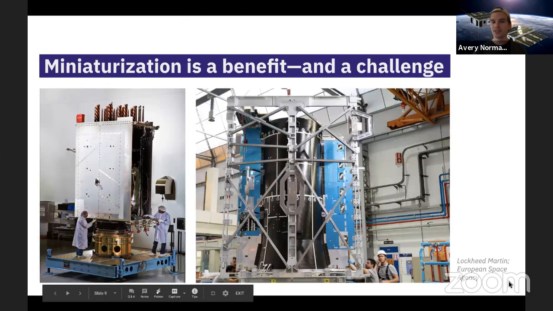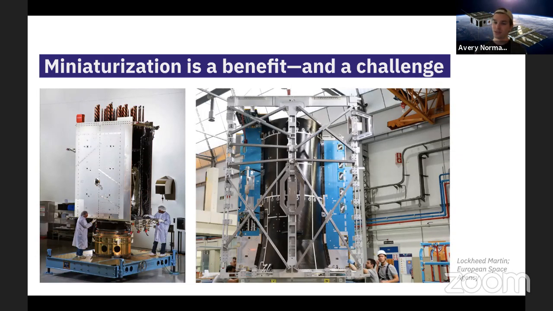The miniaturization, or really small size of CubeSats, is a great benefit, again, because of those reasons I listed, the cost and the modularity, but it's also a significant challenge. Traditional satellites are fairly large. These are 2 examples. On the left is a communications satellite that is developed by Lockheed Martin. And on the right is a satellite called JUICE, which is being developed by the European Space Agency. You can see that these are massive. You see the people in those images.